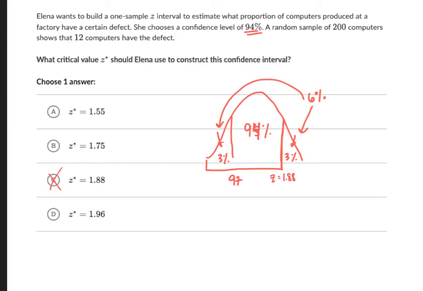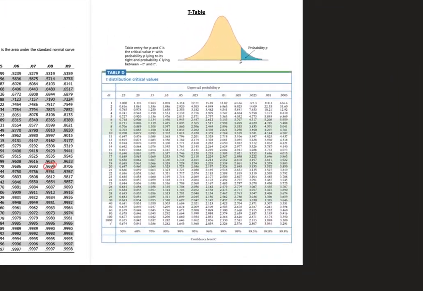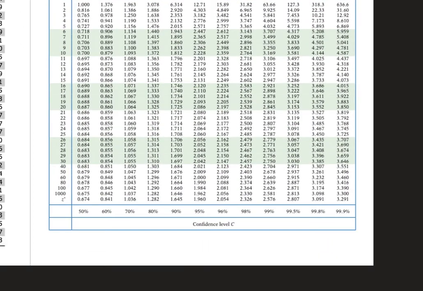You will rarely have to do this by hand because you're going to be given a t-table, which you'll learn a little bit more about in later lessons. But if you look at the bottom of your t-table, there are some values for common confidence levels. So for instance, 50, 60, 70, 80, 90, 95, 96, 98, 99, etc. The z star values you use are the very last row of this table. So for instance, to calculate a 95% confidence interval, you're going to use 1.96. To calculate a 99% confidence interval, you're going to use 2.576.